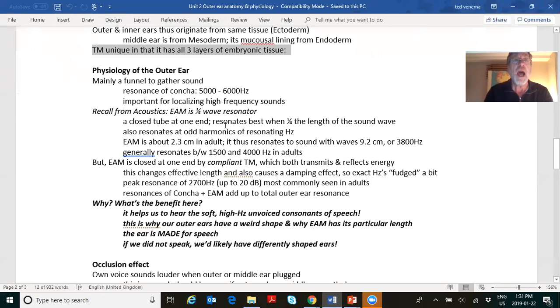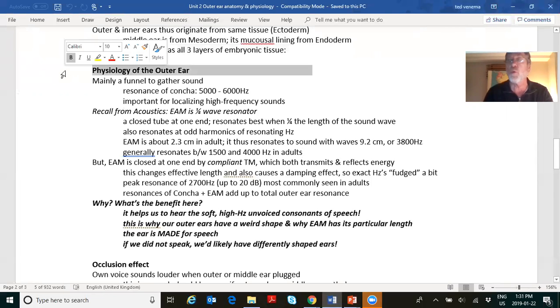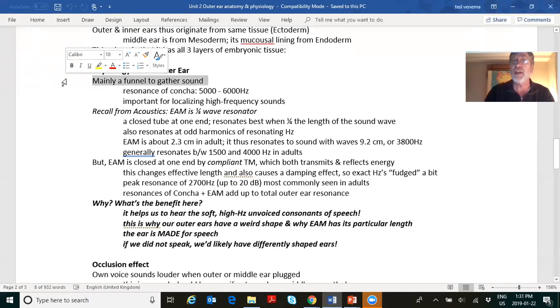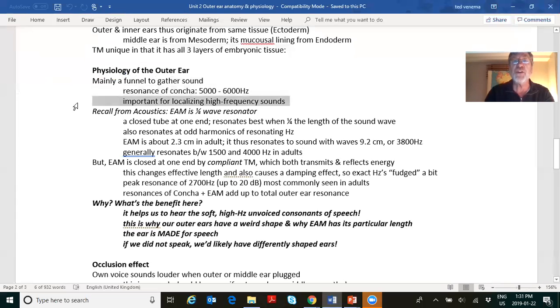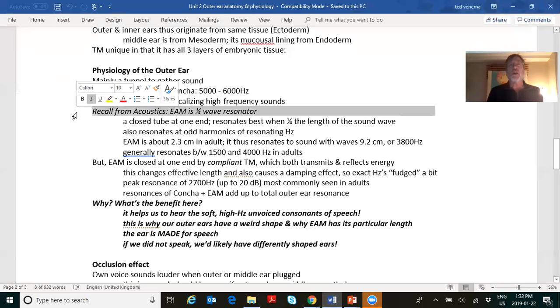So let's look at how the outer ear works. What does it do? Because that's what the word physiology means. Okay, it's mainly a funnel to gather sound, and oh look, the resonance of the concha. The resonance of the concha. And you're going to see something here important for localizing high frequency sounds. Don't worry about that. Now you haven't quite gotten to this part very much in acoustics yet, but we will in 110. And I want to talk about it right here.